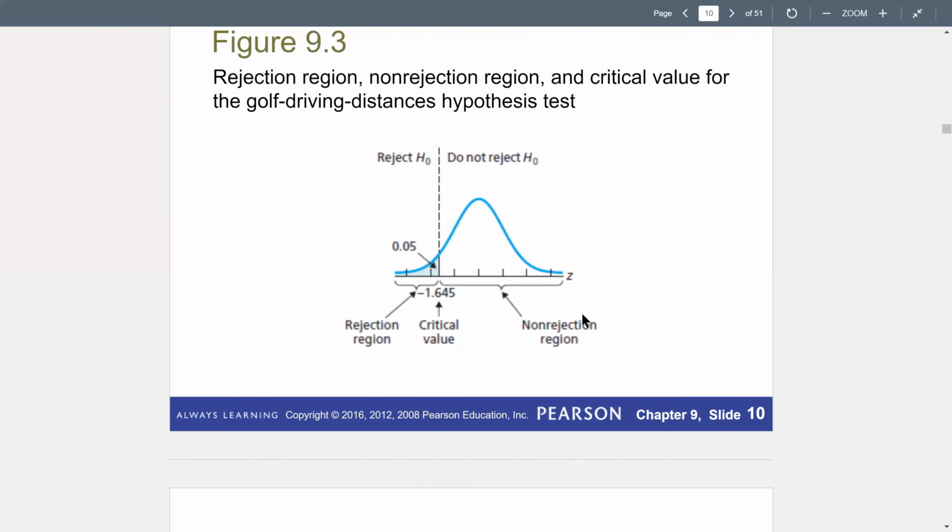So then we come and see the rejection region, non-rejection region, and critical value.